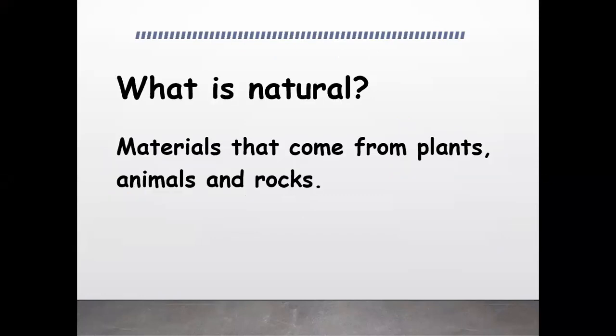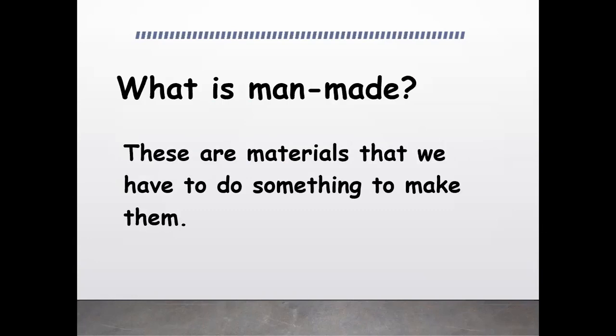Also, we said that there are natural materials and man-made materials. What do we mean by natural materials? Natural materials are found in nature; they come from plants, animals, and rocks. Why? Because plants, animals, and rocks are found in nature, created by God. So natural materials come from natural resources like the plants, the animals, and the rocks.